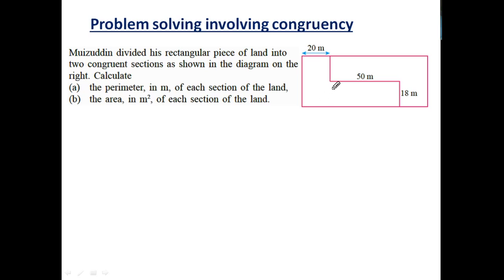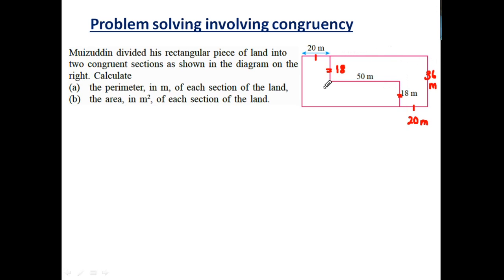So now we have to find all the lengths first. Okay, so this is 20. The corresponding side is here, 20. And then this one is 18. The corresponding side is here, 18. And then we can find out this one by adding 18 and 18 here, total is 36 meters.